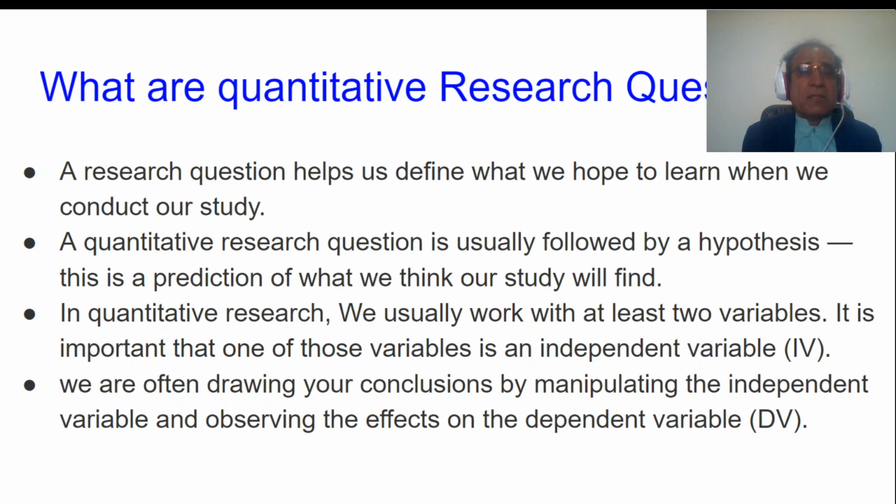In quantitative research, we usually work with at least two variables. It is important to understand these variables. One is the independent variable. We often draw our conclusion by manipulating the independent variable and observing the effect on the dependent variable. So, actually, in quantitative research, we find the manipulation of independent and dependent variables. So, variables are very important in quantitative research.